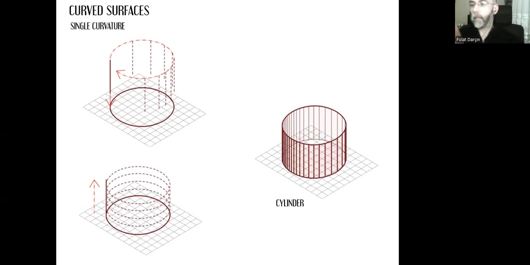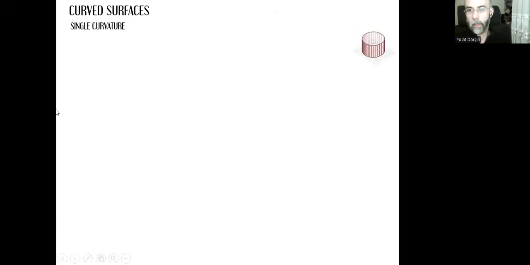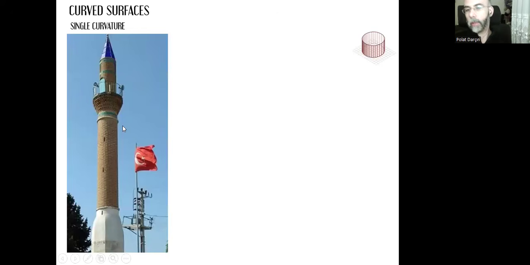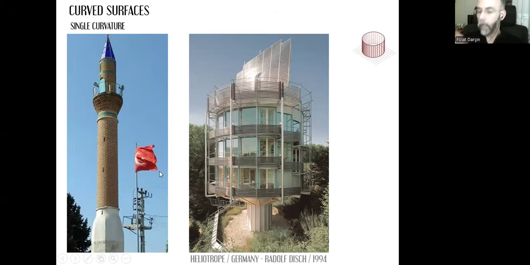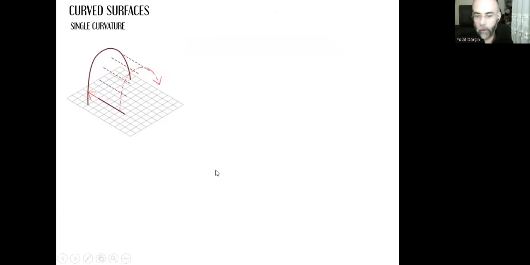The shape of the curve is cylinder. We can have different building masses or roofs using this single curvature. That's the Heliotrope building designed and constructed in Germany by Rudolf Disch. And this building rotates throughout the day, following the position of the sun. So if you have time, do some research and try to learn about the properties of that building.